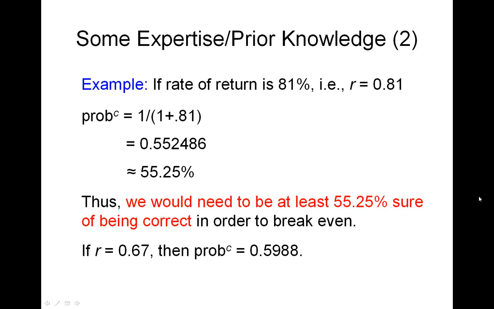Now, if R is equal to 0.67, which is to say that it's just a 67% return, then our probability of being correct actually needs to be higher. It needs to be 59.88% just to break even.